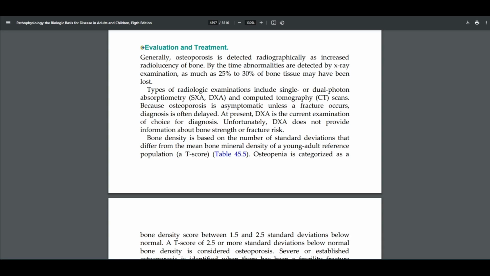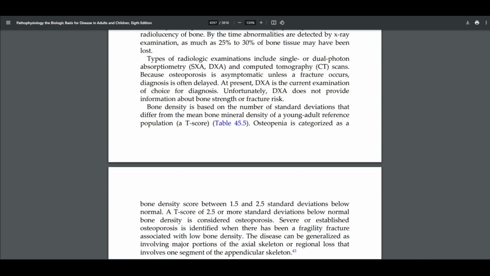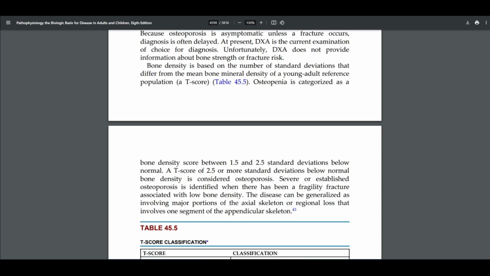Because osteoporosis is asymptomatic unless a fracture occurs, diagnosis is often delayed. At present, DXA is the current examination of choice for diagnosis. Unfortunately, DXA does not provide information about bone strength or fracture risk. Bone density is based on the number of standard deviations that differ from the mean bone mineral density of a young adult reference population.